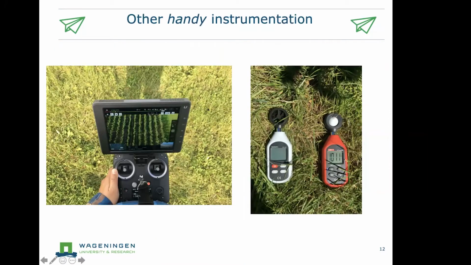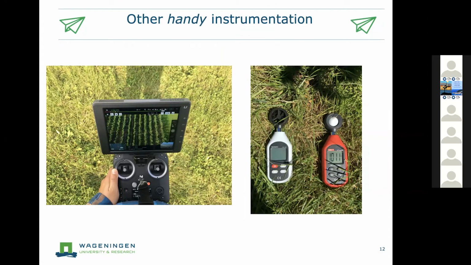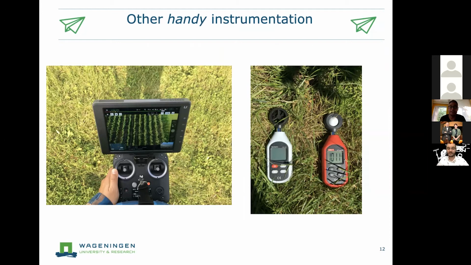As other instrumentation to bring to the field, it's nice to have a good tablet where you can monitor the mission as a pilot. And also a wind meter to measure the velocity of the wind. Actually, everybody calls it a wind meter, but the official name is an anemometer. And then a lux meter to measure the intensity of the light in lux.